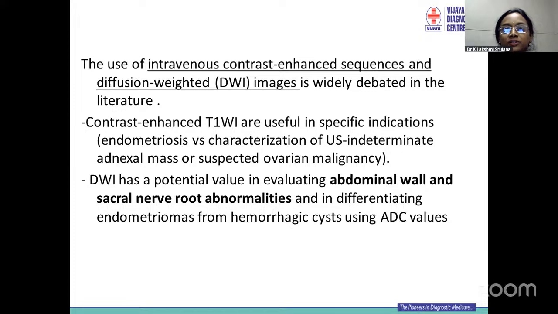IV contrast and diffusion sequences are used wherever they are necessary, like contrast-enhanced T1 is used to differentiate endometriosis from suspected ovarian malignancy, and diffusion has high potential value to detect abdominal wall and sacral nerve root abnormalities in endometriosis.